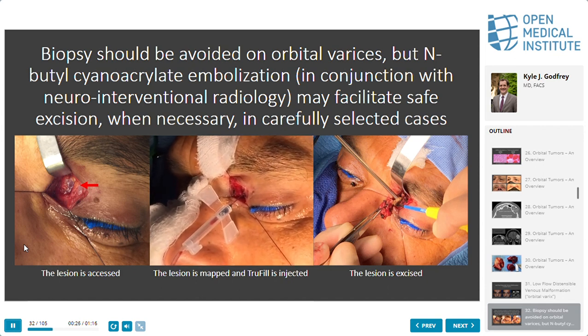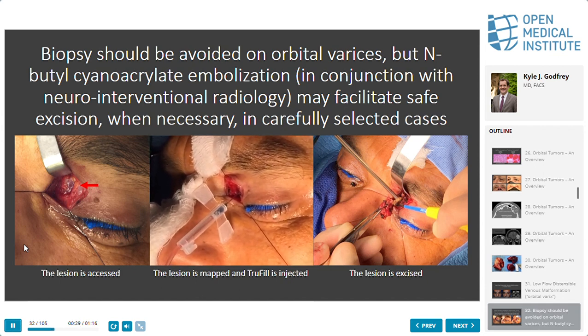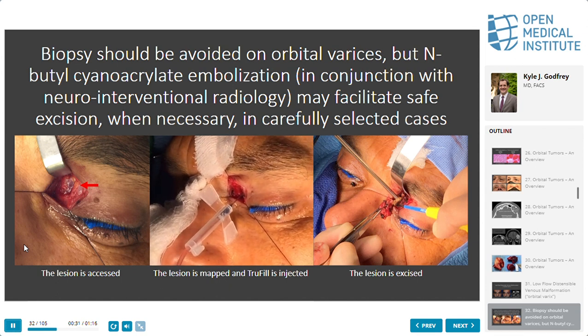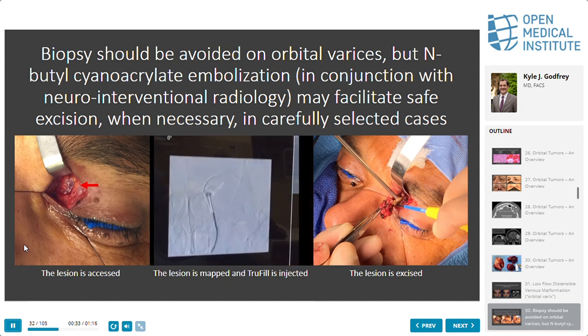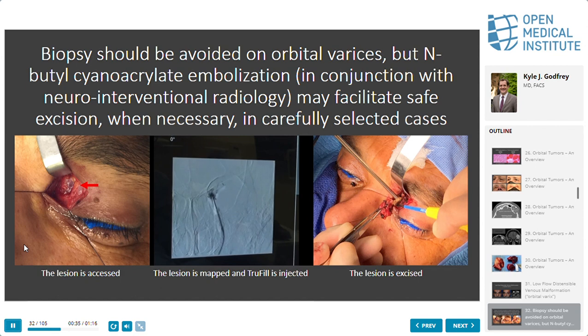So you need to map this out very carefully with your interventional radiology colleagues. Then you can inject the glue, which you can see here. We're following and mapping, and you're seeing the glue in contrast fill into this lesion.